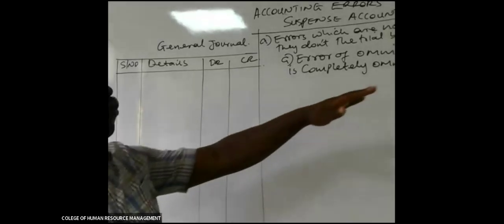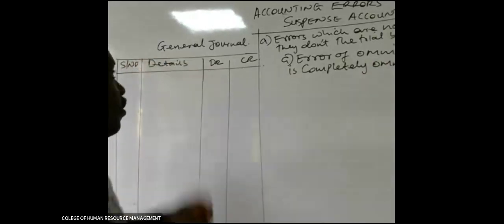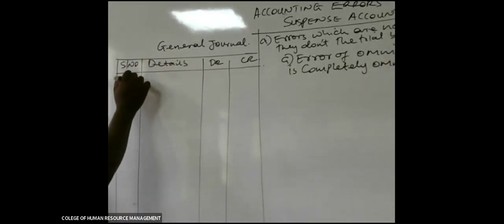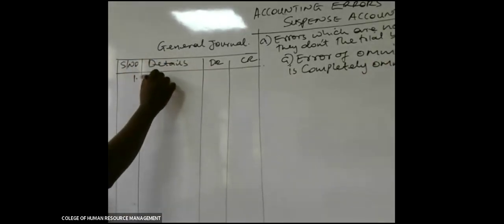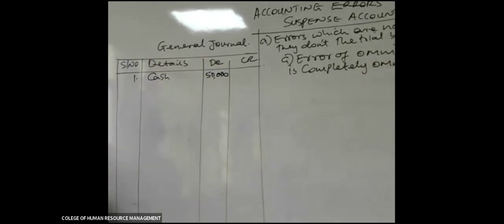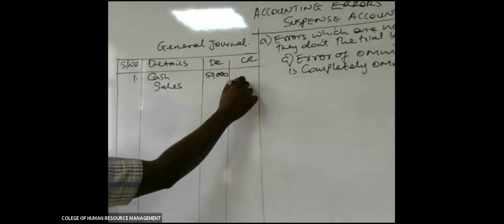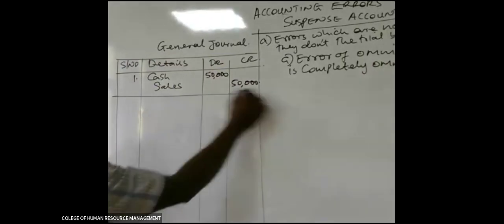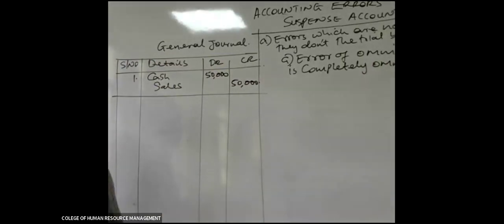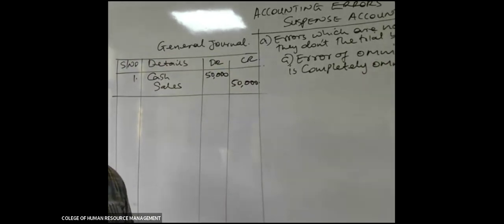So that transaction was not recorded anywhere. So when you are correcting that error in the general journal, you will just come here and say that is error number 1. Cash was to be debited by 50,000. So you put the amount on the debit column, and sales was supposed to be credited. You credit sales by 50,000, and that error is corrected. As simple as that. So the error of omission will require you to understand which account was supposed to be debited or credited.